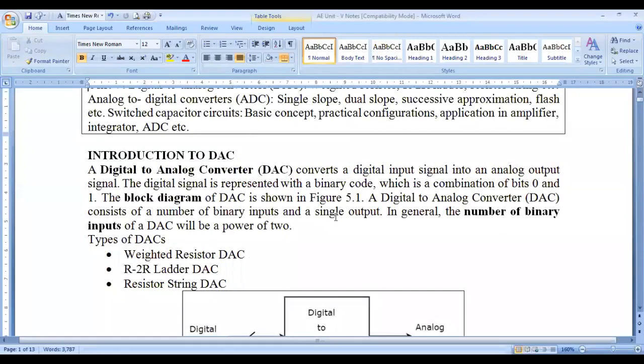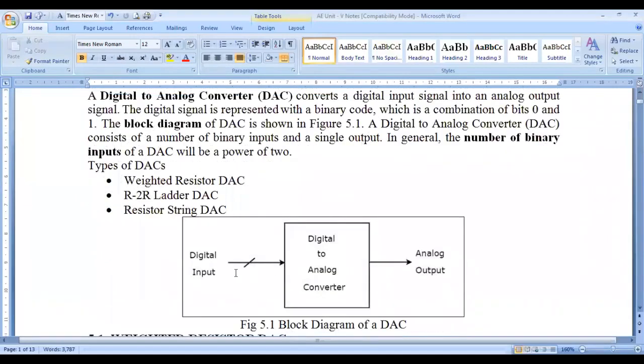What is a DAC? Digital to analog converter converts a digital input signal into an analog output signal. Digital input signal means a combination of bits, 0s and 1s, in terms of power 2. The analog output signal will be a single output available.